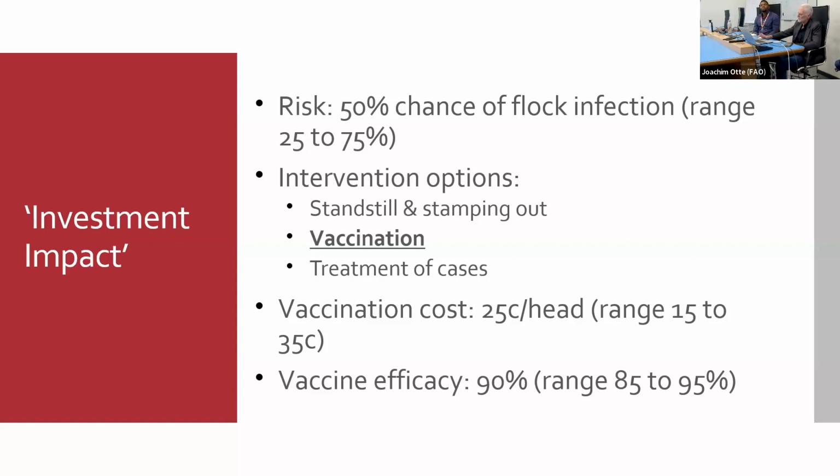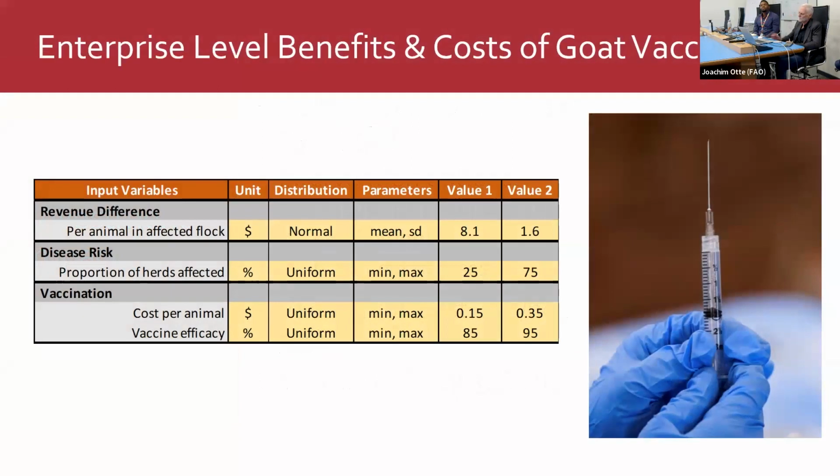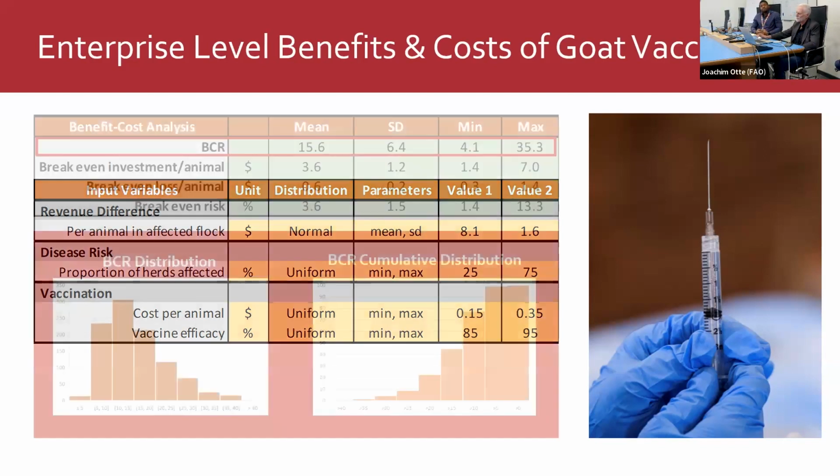Also that is information taken from the literature. So here again is how it is entered. We have the revenue difference of being about $8 per animal. We have also there a distribution, so it is 8 plus minus 20%. You see for the disease risk, in this case, we just took a uniform, and for cost per animal and vaccine efficacy, also uniform distributions.